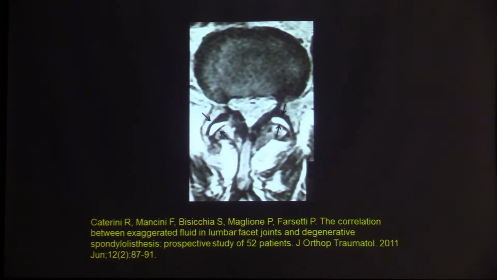Because the person's laying down, right? When do we load our facet joints? When we're standing up. So this person is unloaded. So looking at this image here, you can say that this segment probably has some instability or hypermobility.